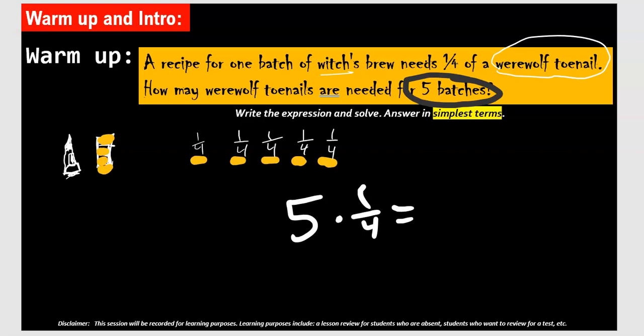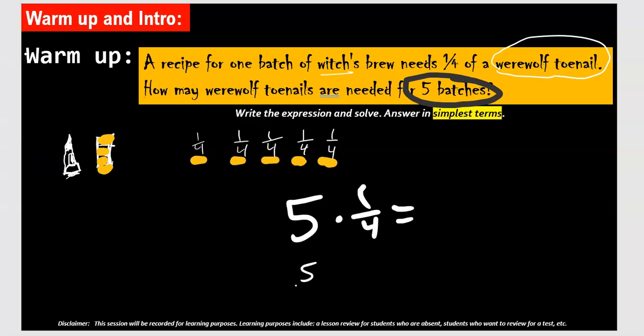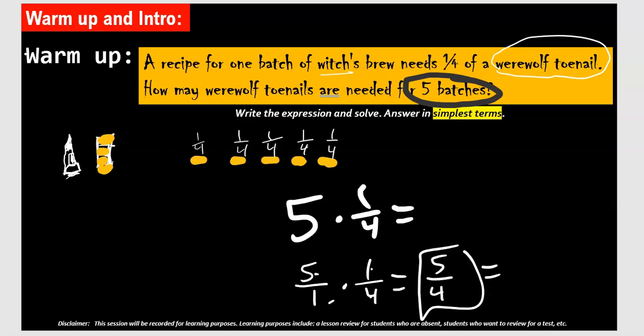If you write this in a over b form, if you just want to go kind of math on us here, all you got to do is put 5 over 1, because that's 5 wholes, times 1/4. Then if you multiply 5 times 1 is 5, 1 times 4 is 4, you get 5/4, which, by the way, is improper. So we would take 5. This is really cool because this is really going to go right into what we're learning today.